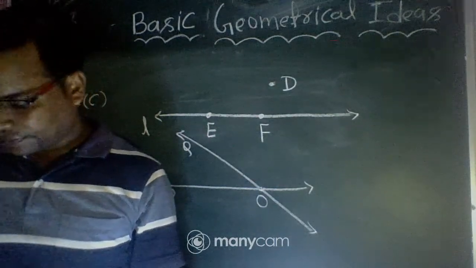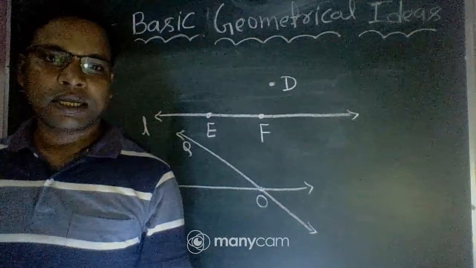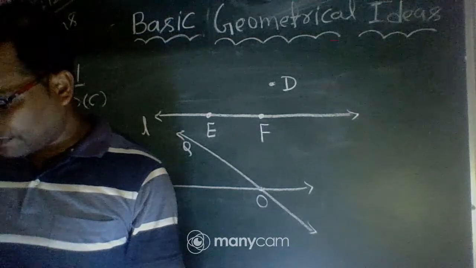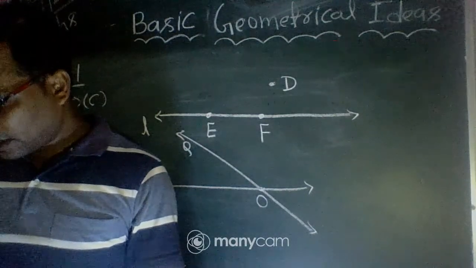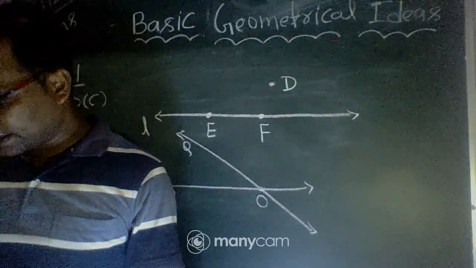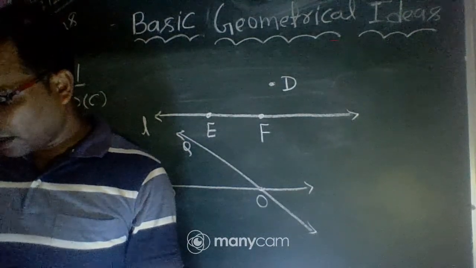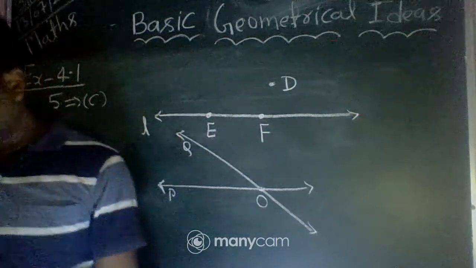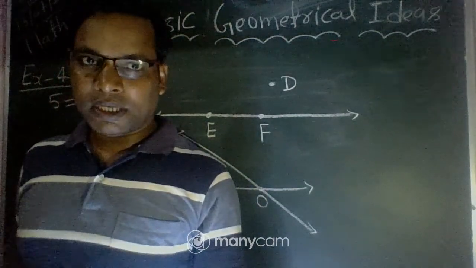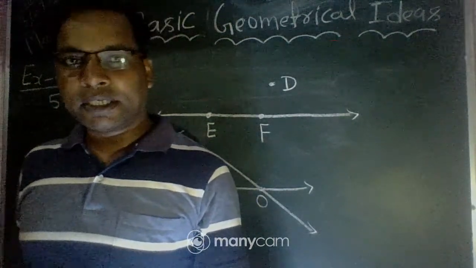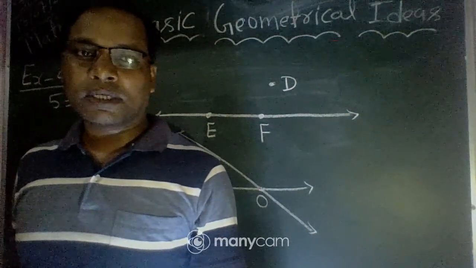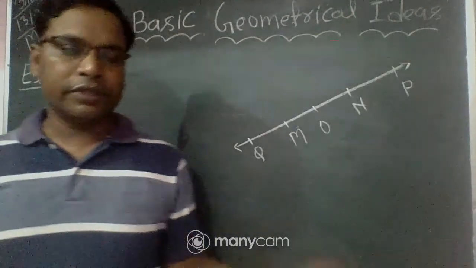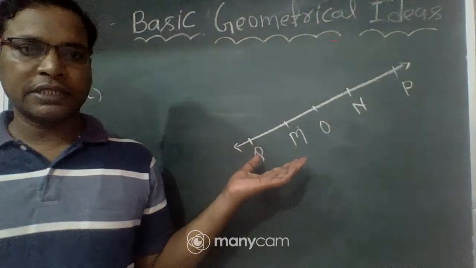Now the next, question number 6 of this exercise. Question 6 says: consider the following figure of line MN. Say whether the following statements are true or false in context of the given figure. So a figure is given, and according to this figure a statement is given, and we find whether the given statement is true or false. So first we draw this figure.